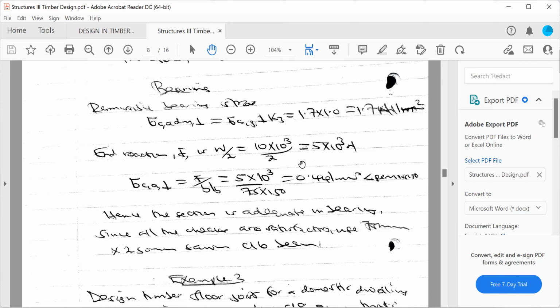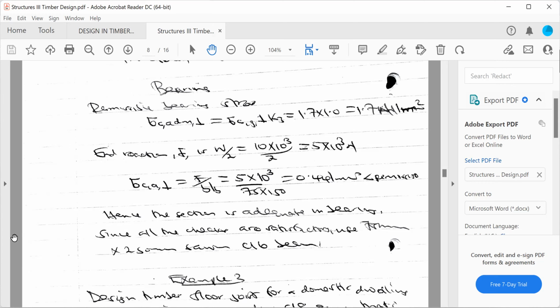Now, applied is 0.44 Newton per millimeter squared and permissible is 1.7 Newton per millimeter squared. Permissible is very much bigger than applied, so the section will be able to withstand bearing. So we will come and conclude: hence the section is adequate in bearing. Why? Because permissible is greater than applied.